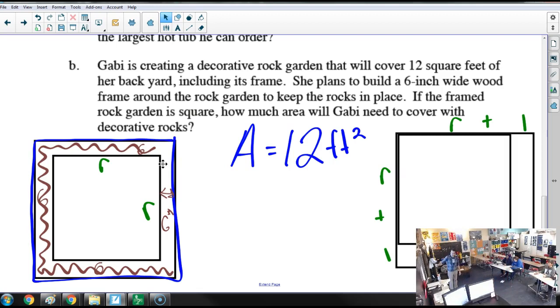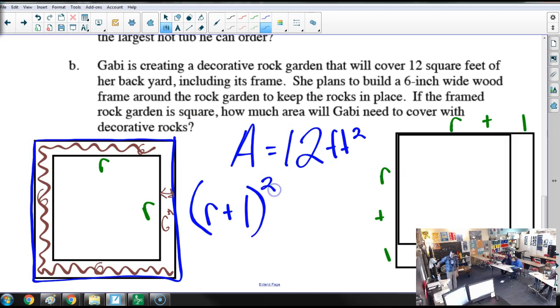What's our area? 12. Now, what else could we say for our area? It's r squared. It's r plus 1 squared. I can replace this A with r plus 1 squared. We do what we did last time with the x plus 3 squared.